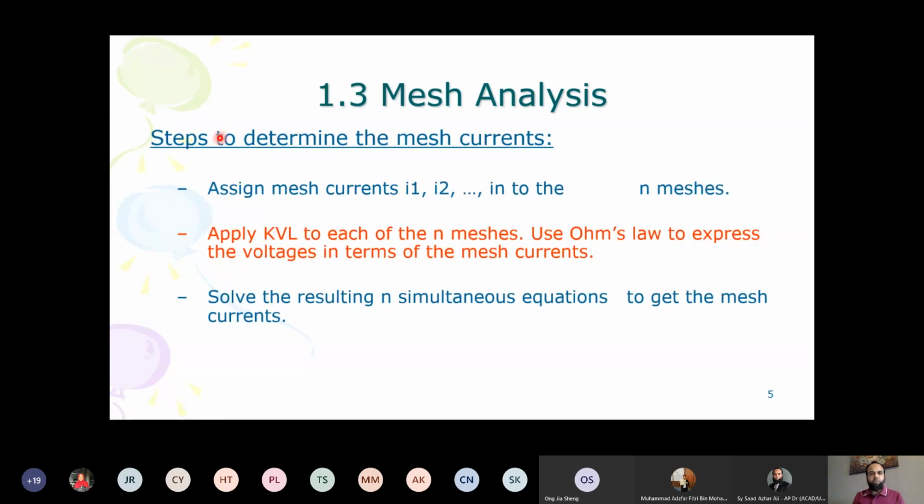Okay, so we assign mesh currents I1, I2, and so on. We apply KVL to each of the N meshes and use Ohm's law to express the voltages. Previously we used Ohm's law to express the currents. Now we have the voltages. Just to confuse things a bit, for nodal analysis we write node voltages in terms of currents. In mesh analysis, we write mesh voltages in terms of voltages. Then solving the equations as usual.